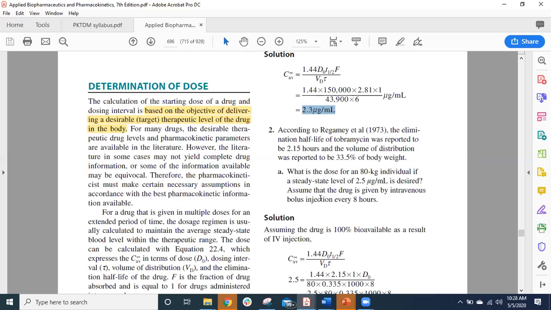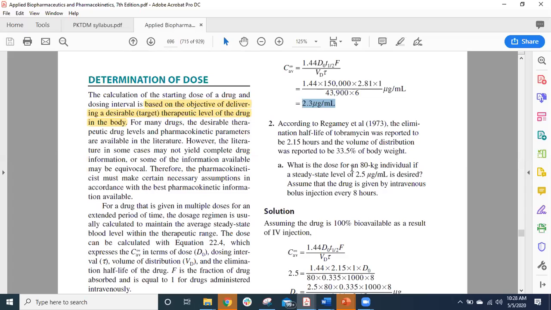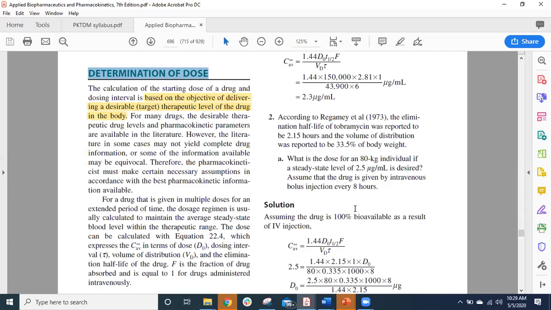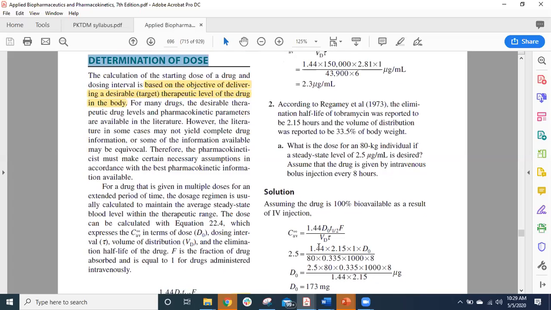And here in this example, you are supposed to calculate the dose. So here they are teaching you how to calculate the dose. Here you have been given everything, but you have not been given D0. Here you can see you have been given a C average, that's 2.5 microgram per ml, the target therapeutic concentration. The dose we are calculating, okay, and you have been given the T half, 2.15 hour, right?